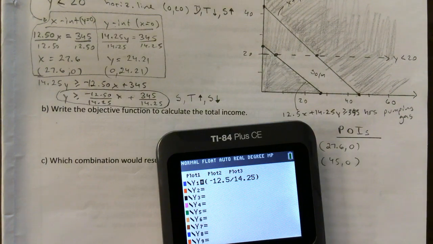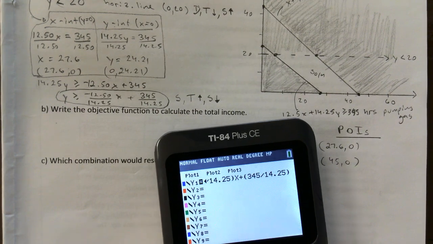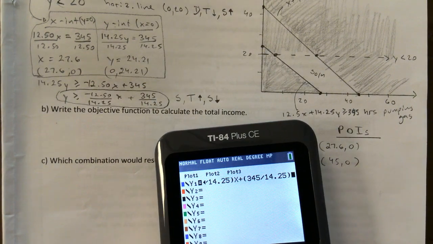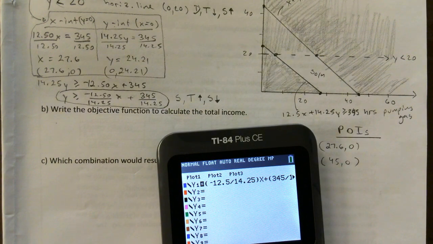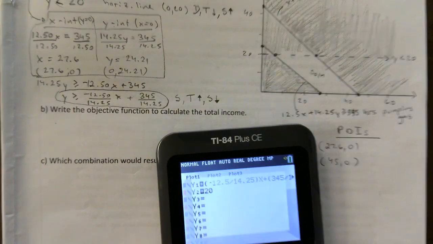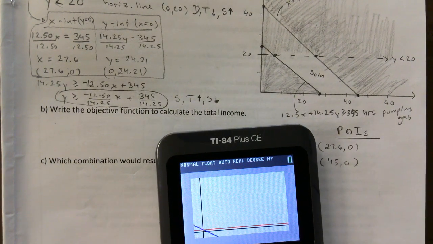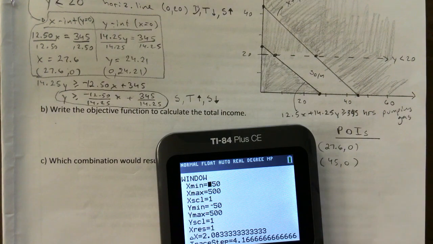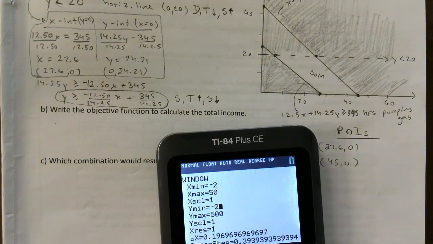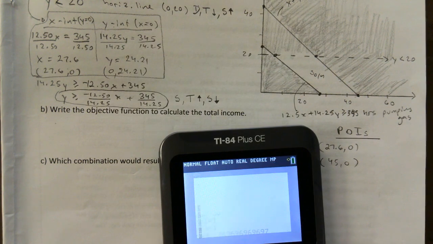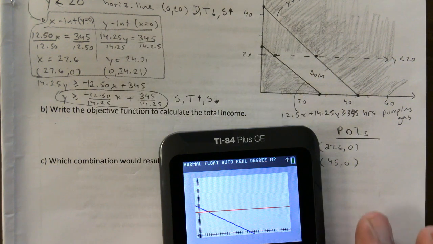14.25 x plus, so this is how I enter it, right? I enter the whole thing. And the other one is the 20 line. And my scale is way off. So I usually just go -2 and then go up to 50. That's better.